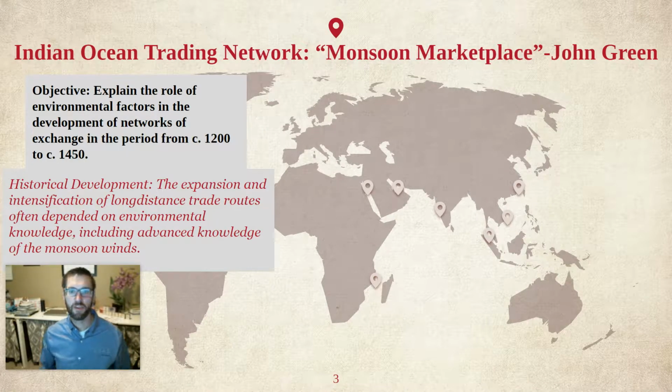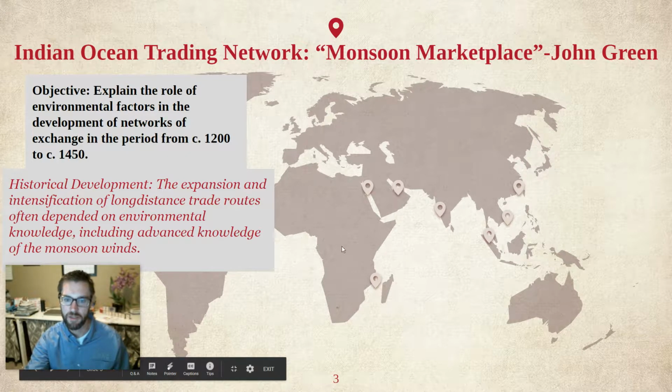So I'm going to steal a term from John Green. He calls the Indian Ocean Trade Network the monsoon marketplace, which is a bit easier to remember. The Silk Road is easy to remember, whereas the Indian Ocean Trading Network can be a little bit academic and boring.